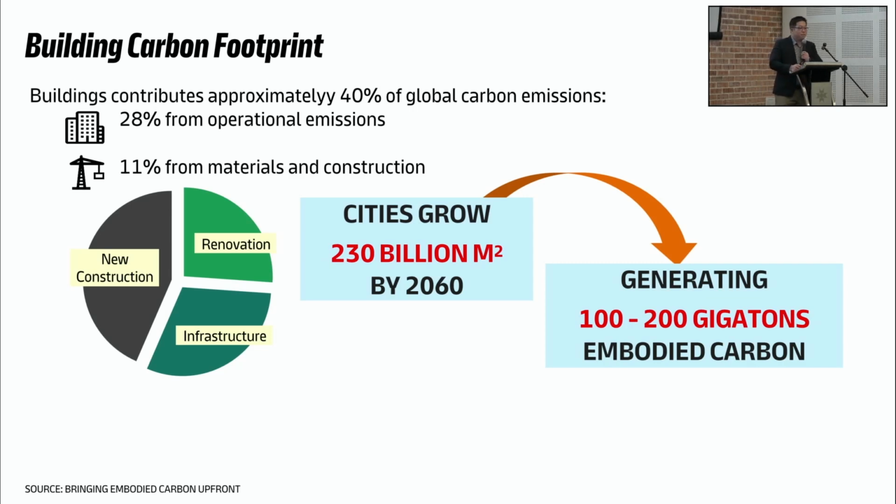28% is coming from the operational emission. That means the way we switch on our lights, the way we operate the building, post-construction, whereas 11% comes from materials and construction. Whether or not it is a new renovation or infrastructure, it doesn't matter. Total, it makes about 40%, and that generates about 100 to 200 gigatons of embodied carbon along the way.